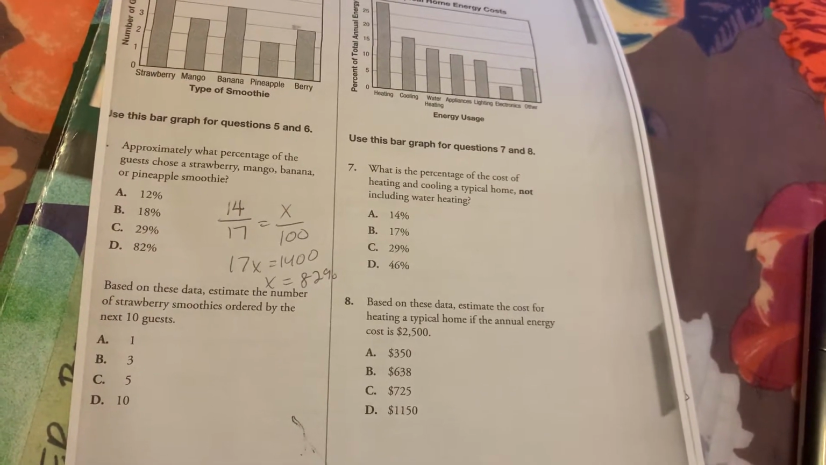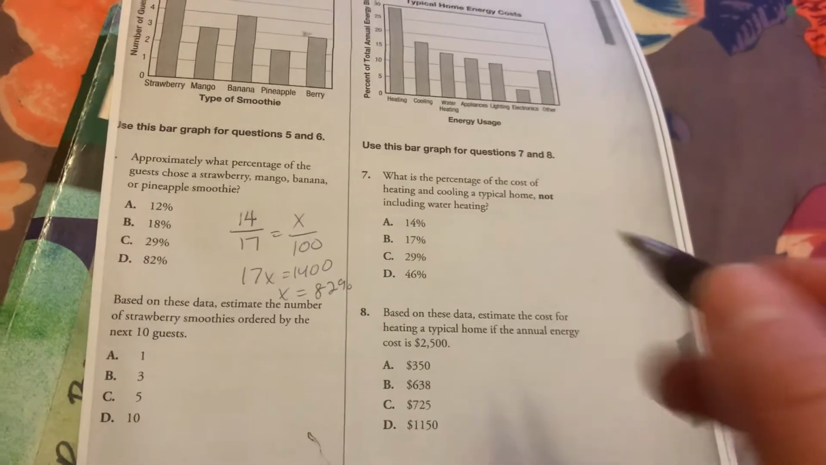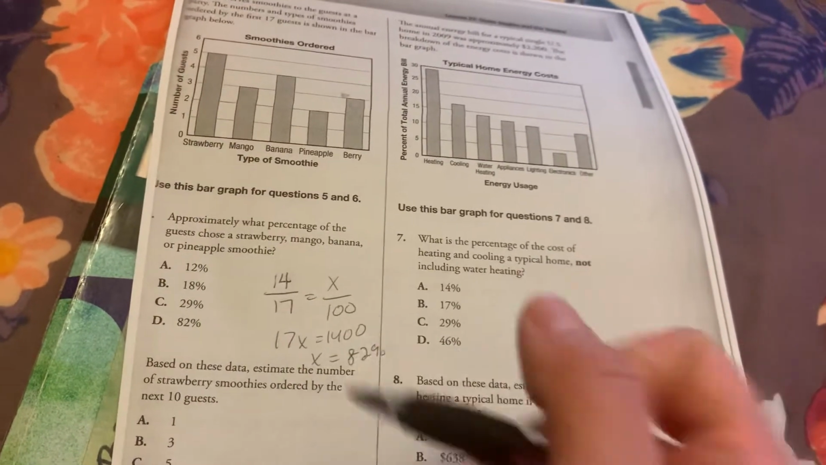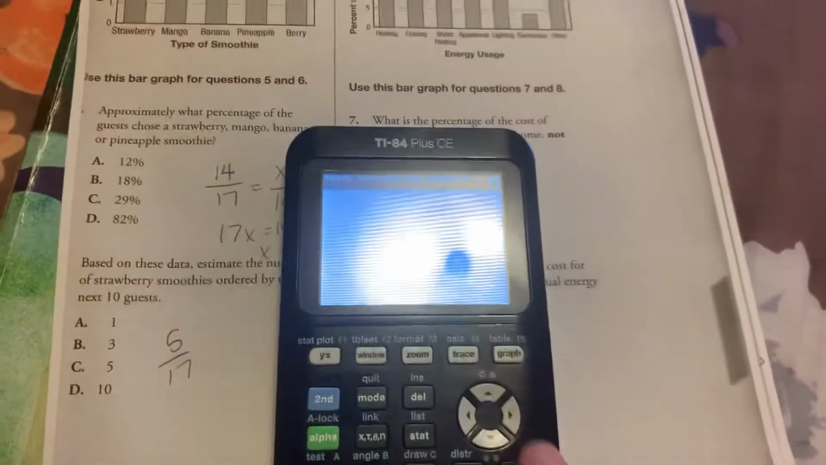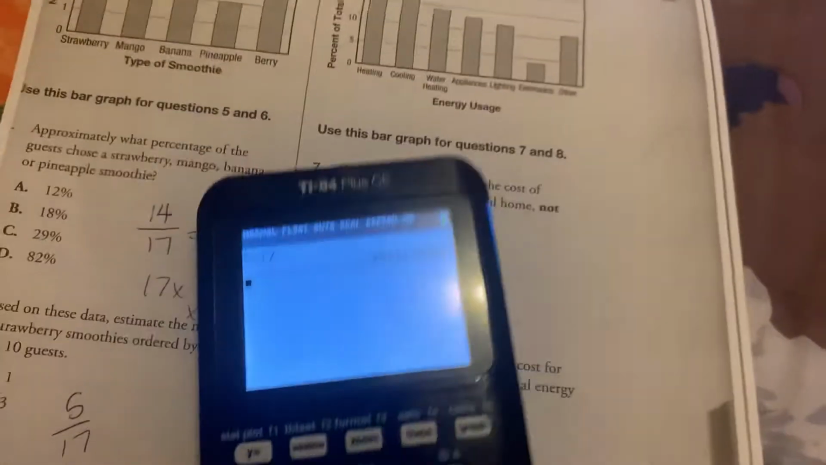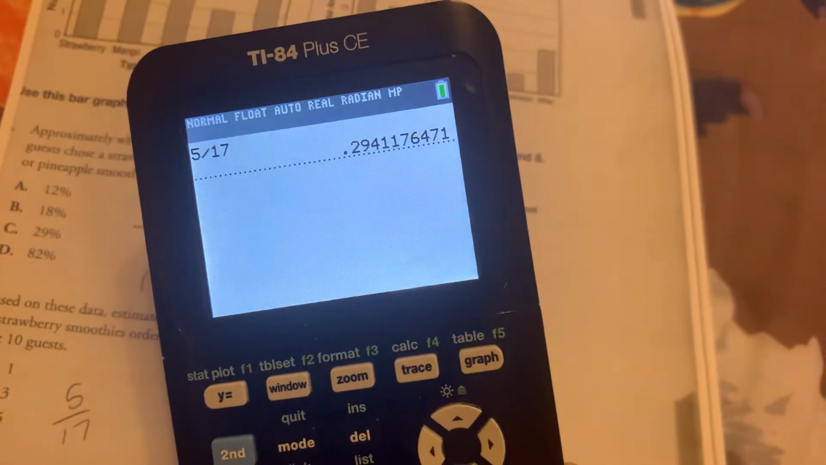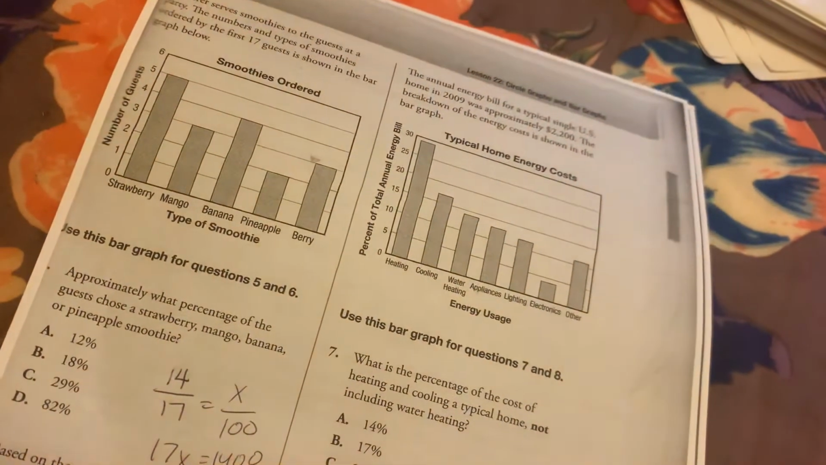is, based on the data, estimate the number of strawberry smoothies that the next guest orders. So if you look here, strawberry is 5 out of 17. Like I said, you could have just done 5 divided by 17 and not had to do a proportion. That would have been 29%. If you want to be more specific, you could say that's 29.41%. Or just leave it as a decimal.